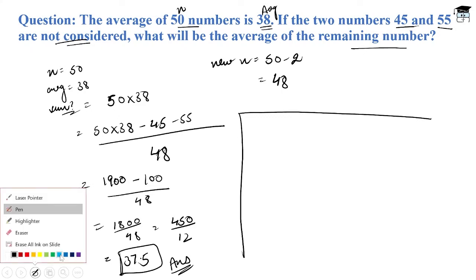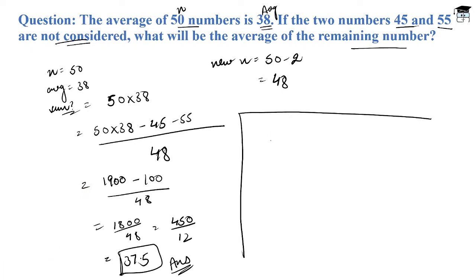But what if I tell you there is one more method to solve this? We have done it earlier, right? So we know the average is 38. And two numbers 45 and 55. So can you tell me how much 45 is greater than 38? It is plus 7.